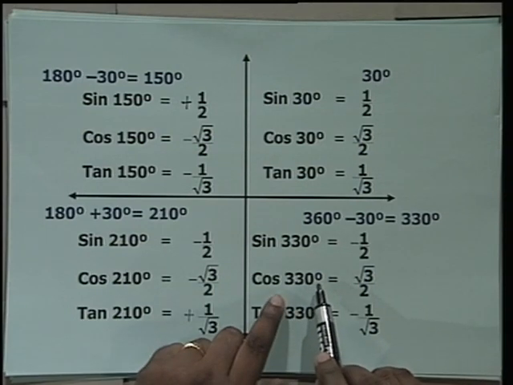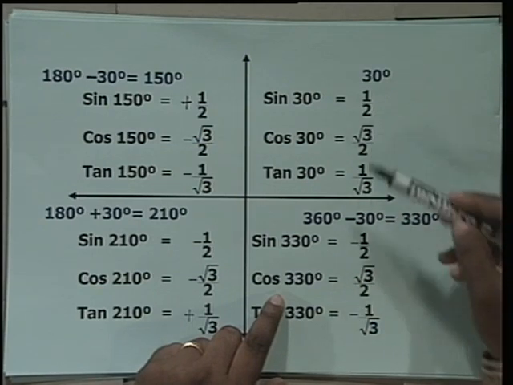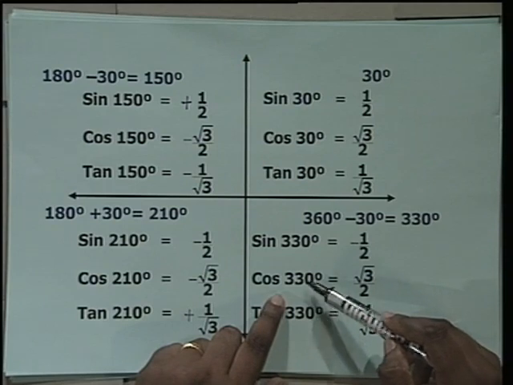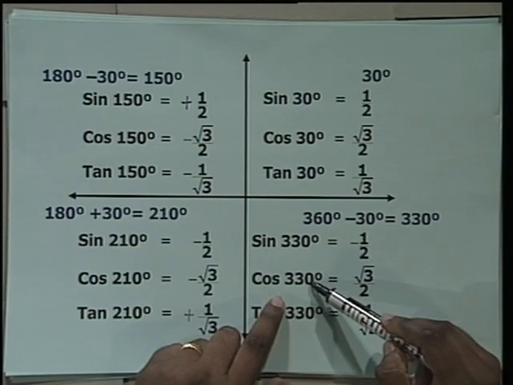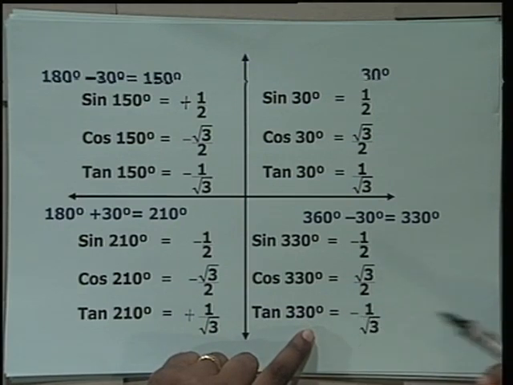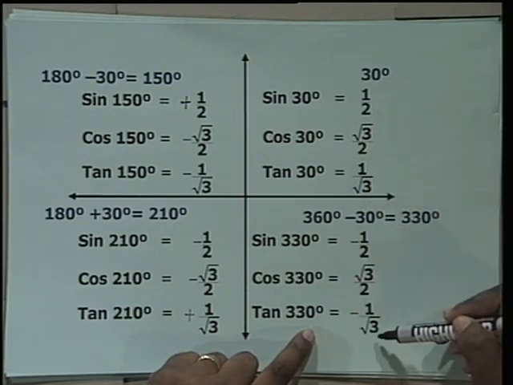Cos 330 will be equal to cos 30, and the sign as well will be the same, simply because 330 is in fourth quadrant and cos of all angles in fourth quadrant are positive. Tan 330 degrees will be negative because tan is negative in fourth quadrant, but its magnitude will be the same, that is 1 over root 3.